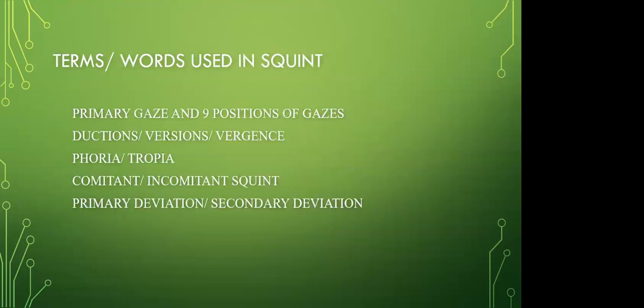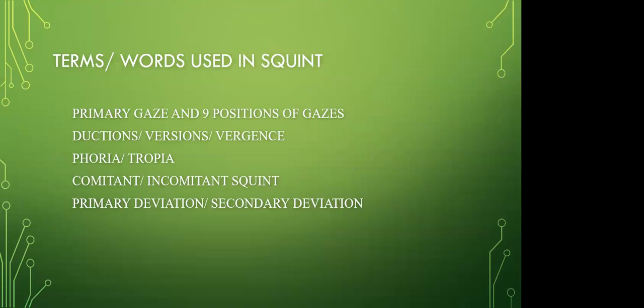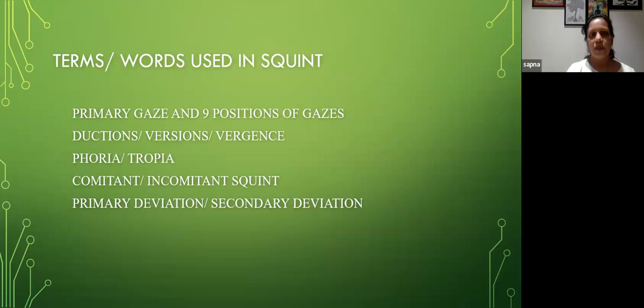Ma'am, what is SMP? Simultaneous macular perception. Okay. Yes. So these are the terms that we use in Squint: primary gaze, the 9 positions of gaze, ductions, versions and vergence, phorias and tropias, comitant and incomitant Squint, primary deviation and secondary deviation. I'll come to all of them further in the talk.